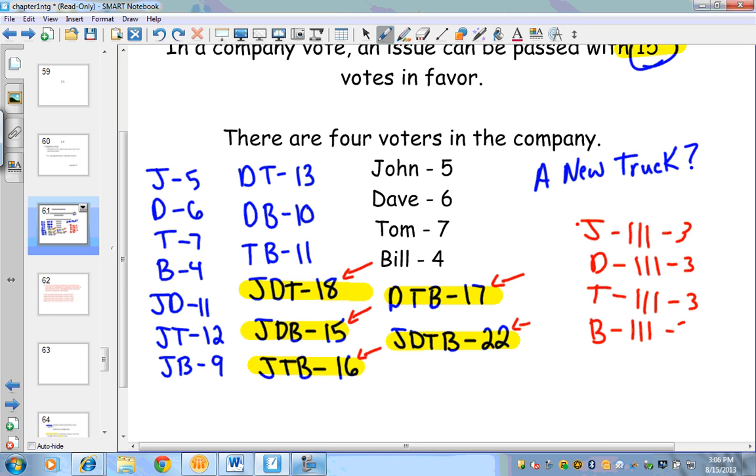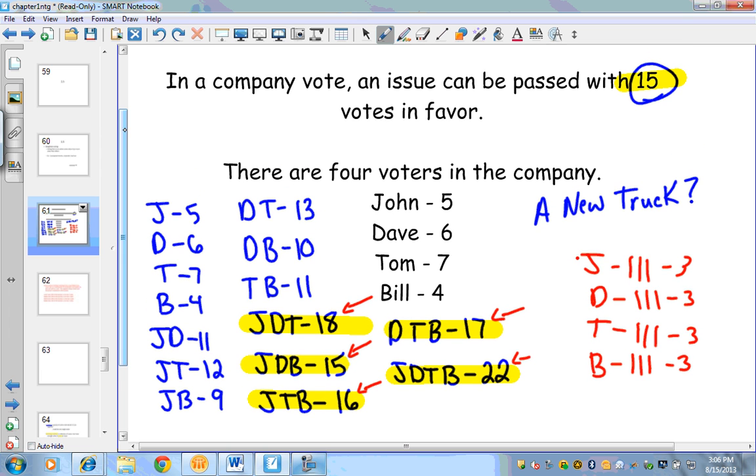From here you would conclude that on this issue, as the situation is set up with 15 votes, all their power is evenly distributed, even though some have more votes than others. Unfortunately, in this situation there is nobody who has more power than the others. So that's how you do power index.